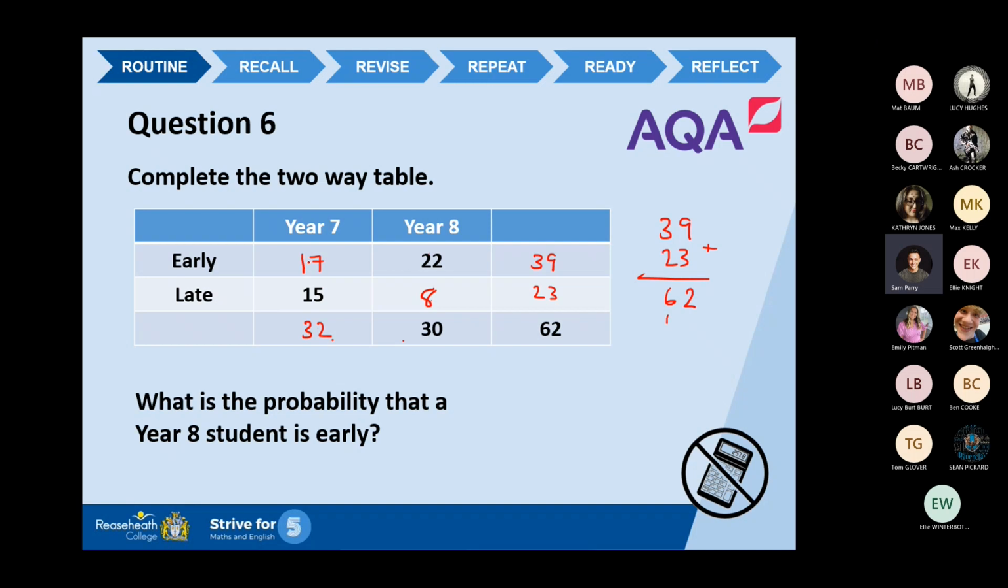And like I said, just double check all these numbers add up to what they need to. 17 add 22 is 39. Good. 17 add 15 is 32.